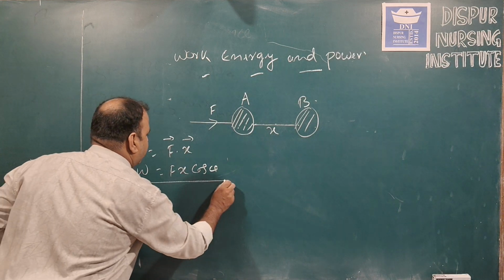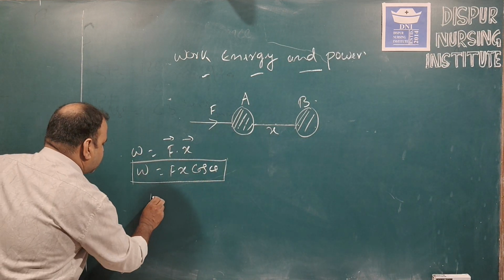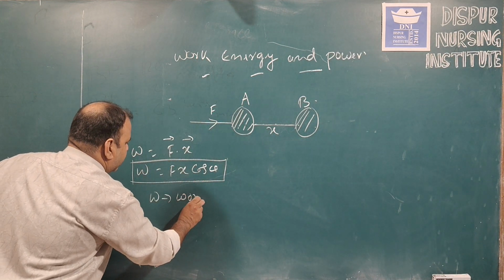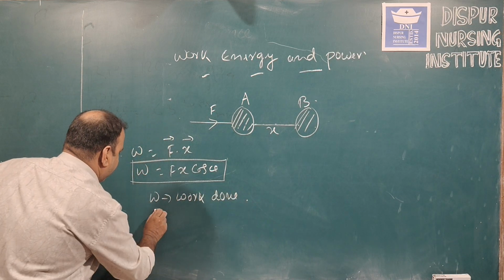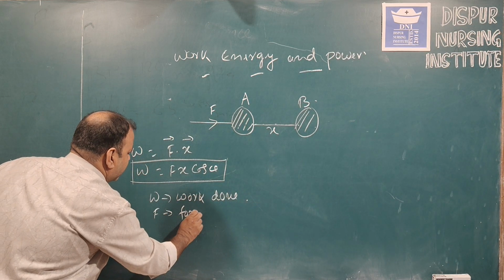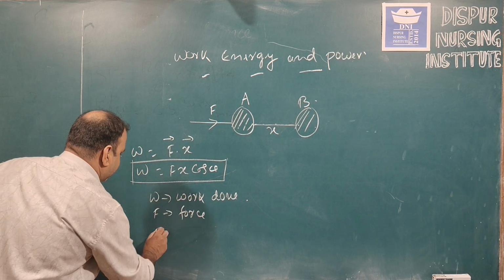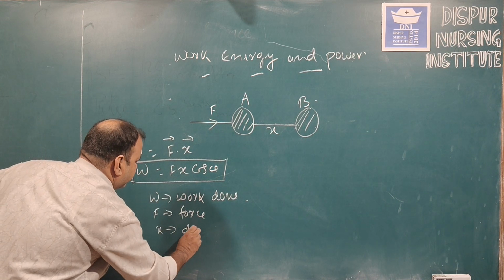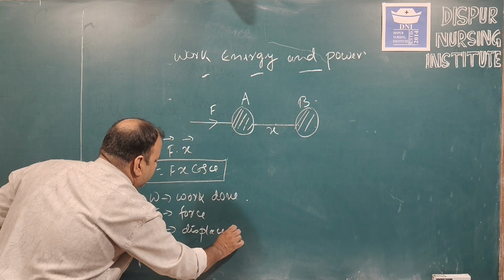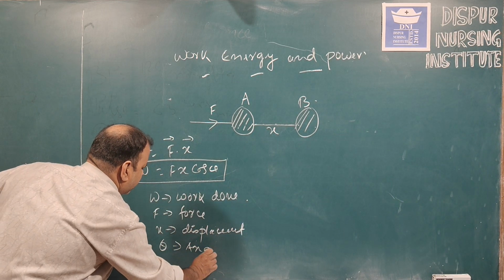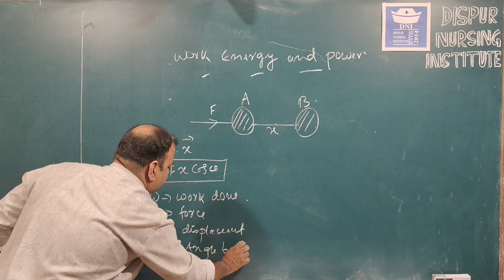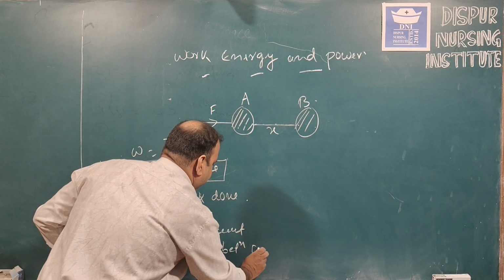So here you remember everyone. W means work done, F is a force, X is the displacement, and theta is the angle between F and X.